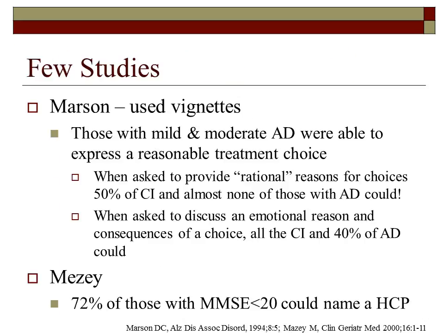A couple of other studies. Marcin used vignettes, descriptive vignettes that were written, and found that those with mild to moderate Alzheimer's were able to express a reasonable choice. When asked, though, to provide a rational reason for choices, 50% of people with mild cognitive impairment, none of those with Alzheimer's, could provide a rational choice. But when they were asked to provide an emotional reason and the consequences of their choice, all of the people with MCI and 40% of the people with Alzheimer's could.